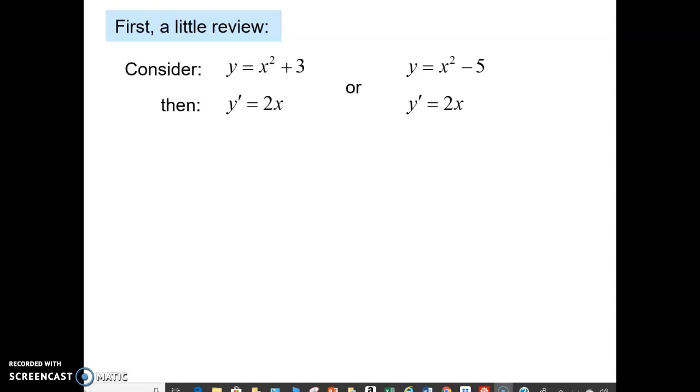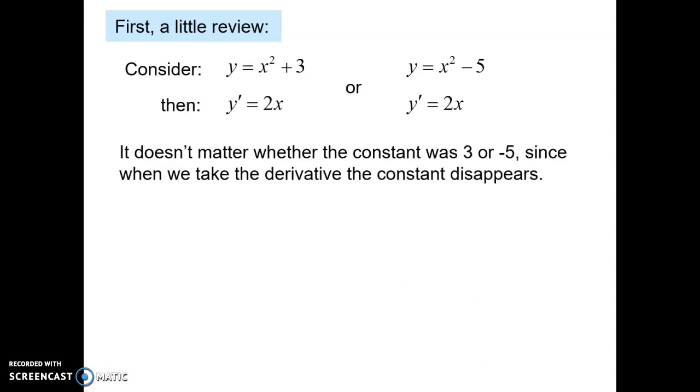Well, we notice that both of these functions only differ by the constant that's involved. The curve itself is x squared, but the only difference between the two functions is the constant that I add on or subtract from. And because when we take a derivative, that constant disappears, both of them have the same derivative. They do have the same derivative.